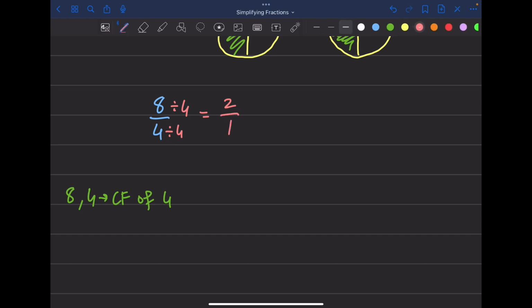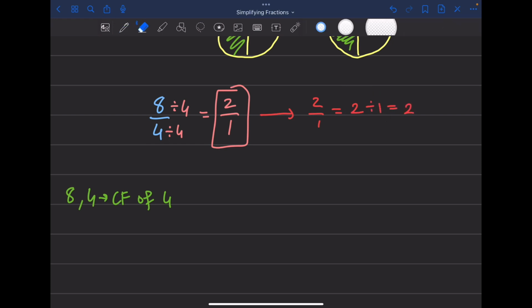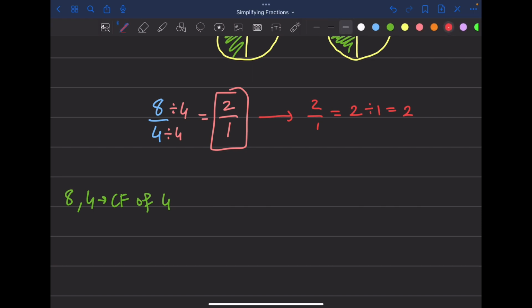So now we know the simplification to this is 2 over 1, but we're not done yet this time, because we know that any number over 1 is the number itself. What this means is 2 over 1 is the exact same as 2 divided by 1, which is equal to 2, because any number divided by 1 is the same number. We changed nothing. So we got a whole number here, and that's our answer.